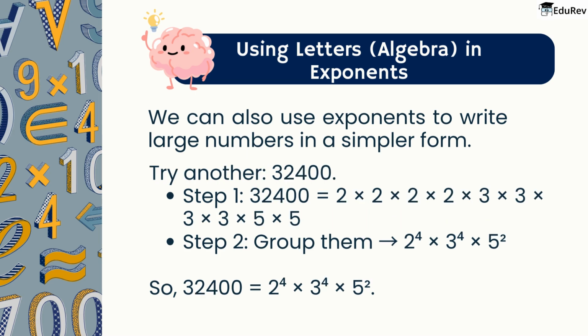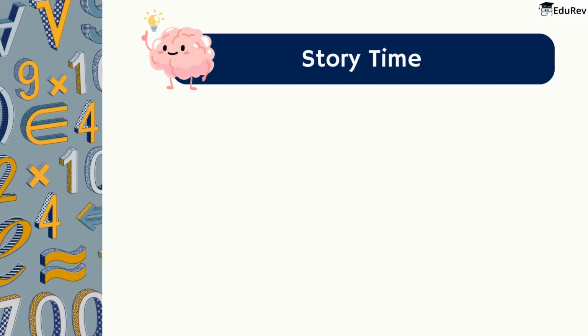Step 1. 32,400 is equal to 2 times 2 times 2 times 2 times 3 times 3 times 3 times 3 times 5 times 5. Step 2. Group them: 2 raised to power 4 times 3 raised to power 4 times 5 raised to power 2. So, 32,400 is equal to 2 raised to power 4 times 3 raised to power 4 times 5 raised to power 2. Moving on, let's use a story to understand repeated multiplication in a bit more detail.